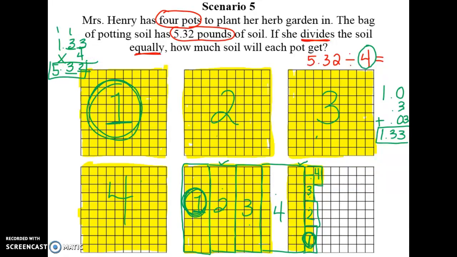So my answer would be for how much soil? 1 33/100 pounds. Make sure you include your label. I know this is a little bit more work than the standard algorithm, but at least you're able to break it down to where it's not all of the yellow being divided out one time.